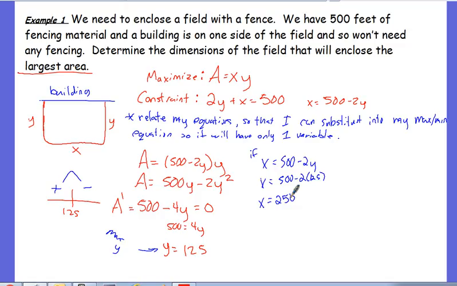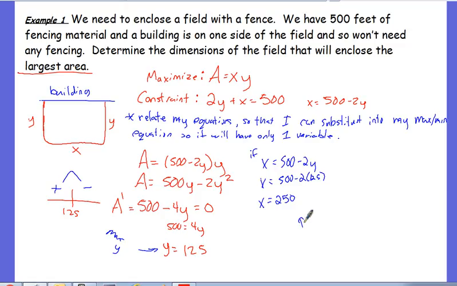So then finally, I do want you to double check something at this point. Does this satisfy my constraint? Remember my constraint of only having 500 feet of fencing? So does 2 times 125 plus 250 equal 500? Yes, it does. 125 times 2 is 250. 250 plus 250 is 500. So this satisfies my constraint. So therefore, the question was, determine the dimensions of the field that will enclose the largest area.